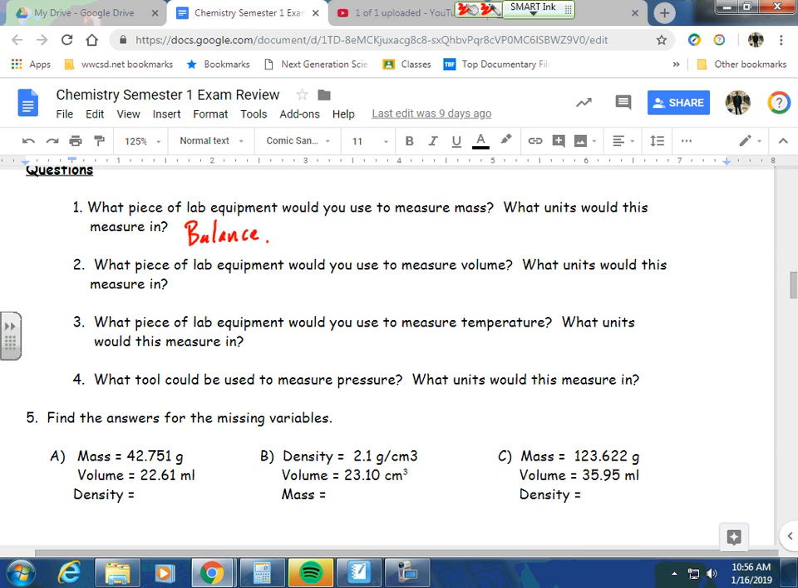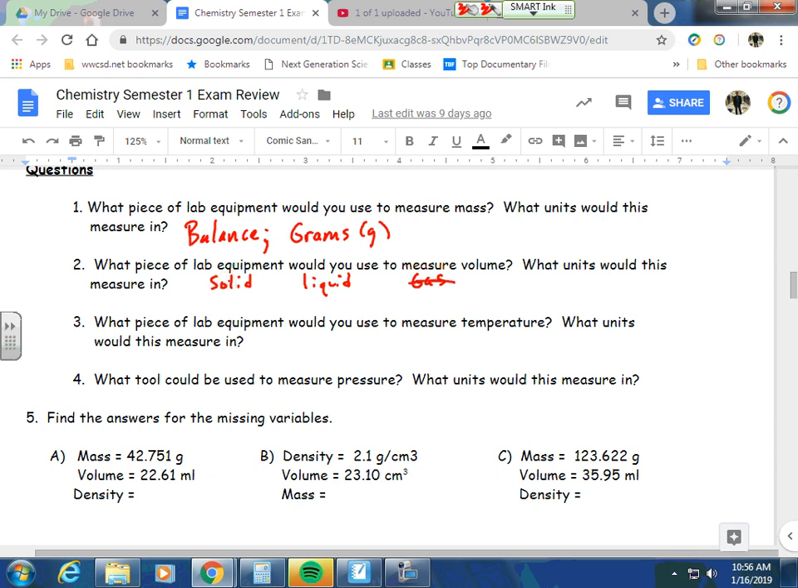And what units would we measure in? That would be grams, which we abbreviate G. Lab equipment used to measure volume, we use, depends, okay? So let's talk about solid and liquid. I guess we can talk about gas too, gas pressure, gas volume. Yeah, let's leave that out.